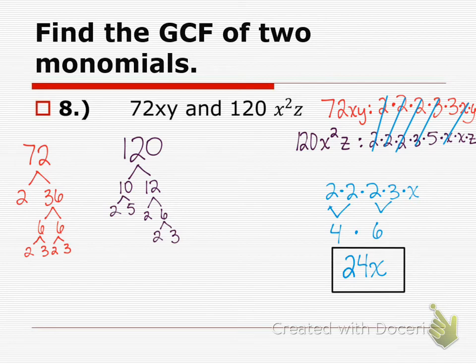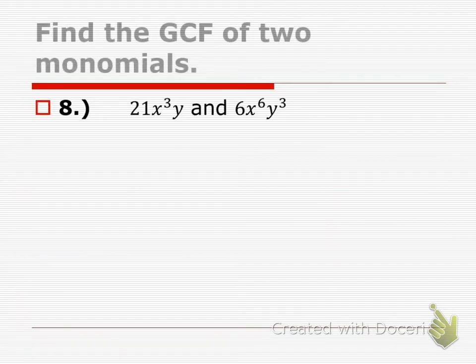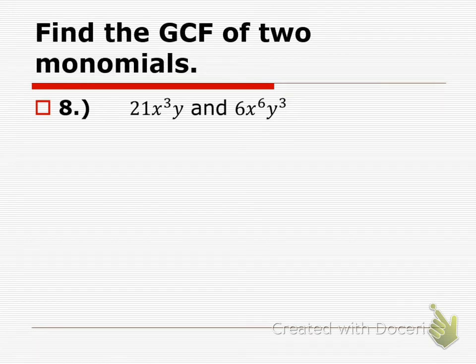Questions on 8 before we do the next one? Okay. This one, in my opinion, should go a little bit quicker. I don't even know that we necessarily have to show factor trees. What is 21 going to break into? 21 only has one factor pair we could possibly use. 7 and 3.